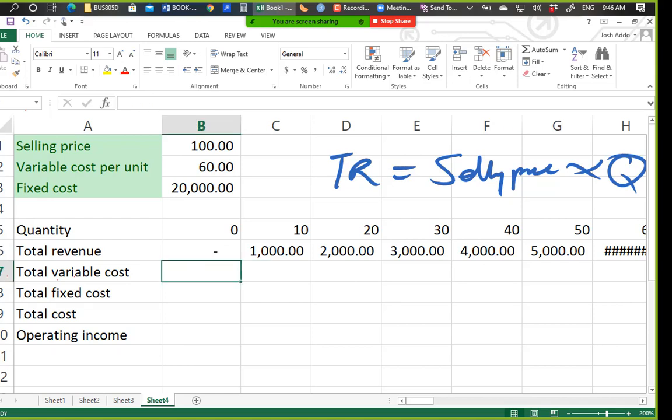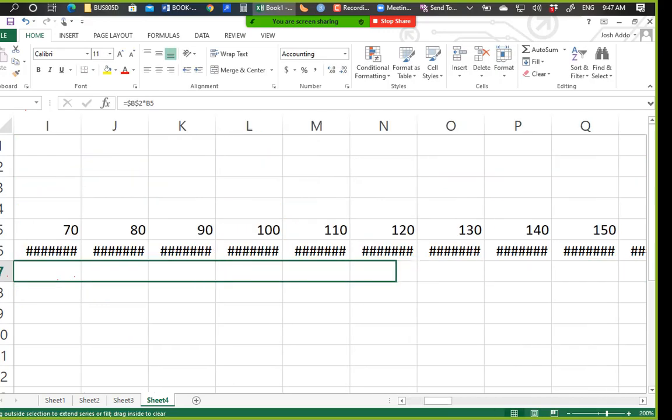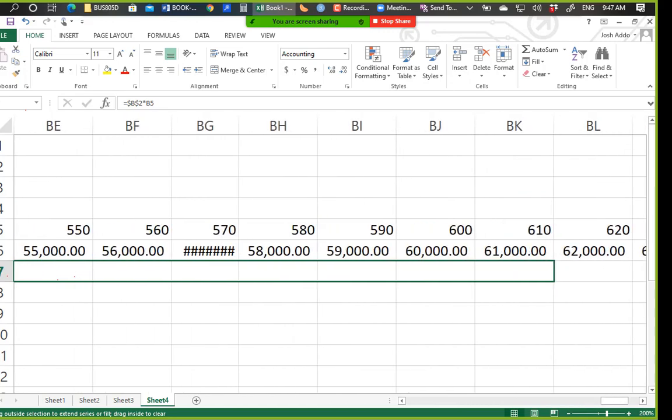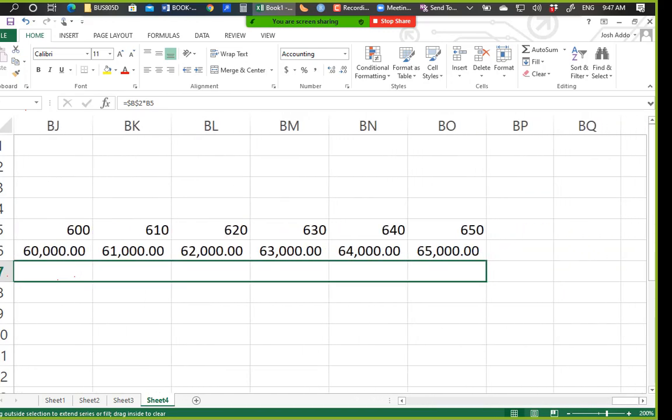We come to total variable cost. It is equal to variable cost per unit, which will also be an absolute cell reference, times quantity, because it varies with the level of output. That's why it is a variable cost. So this is what it will also be. You drag just as we did for the other one up to the last quantity like this, and then you get it.